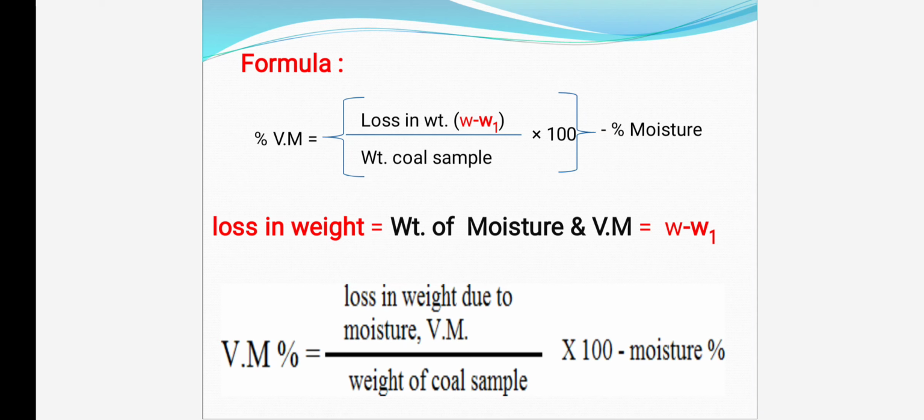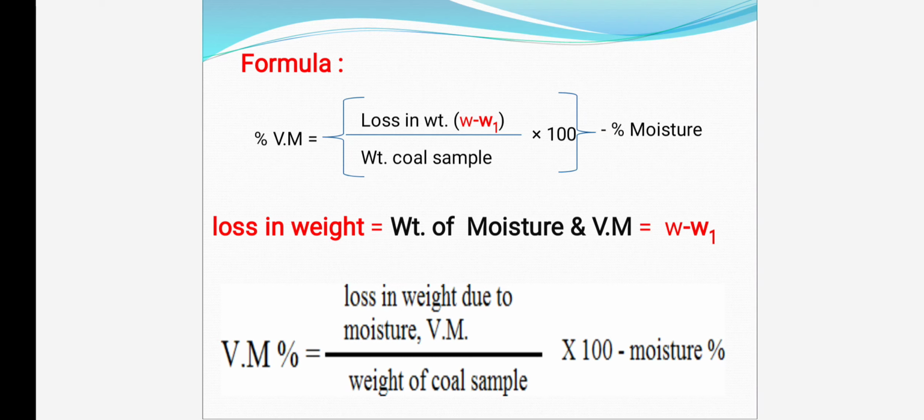So how to find percent volatile matter? The formula is very simple. Loss in weight is W minus W1, and for that loss, moisture as well as volatile matter both are responsible. So loss in weight divided by weight of coal sample, multiplied by 100, and from this formula you have to deduct percent moisture.